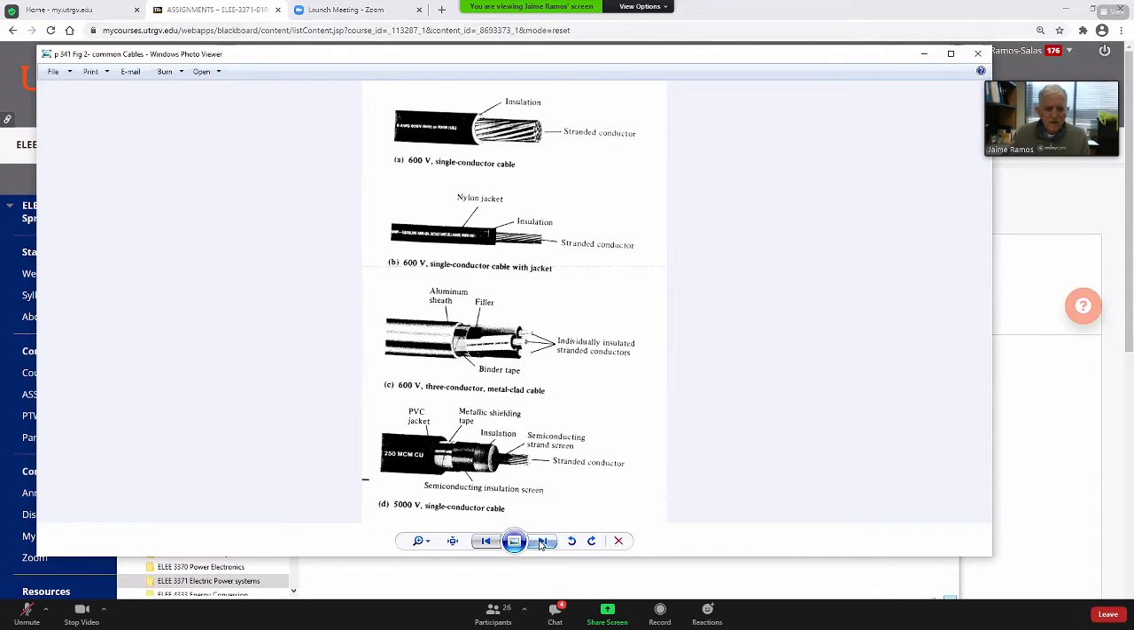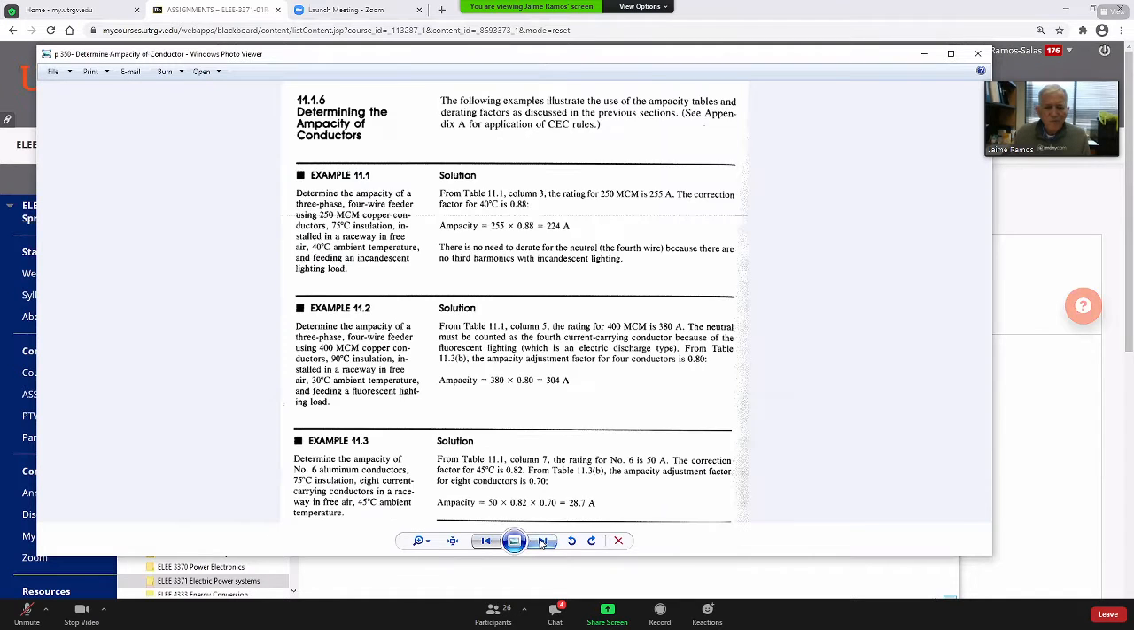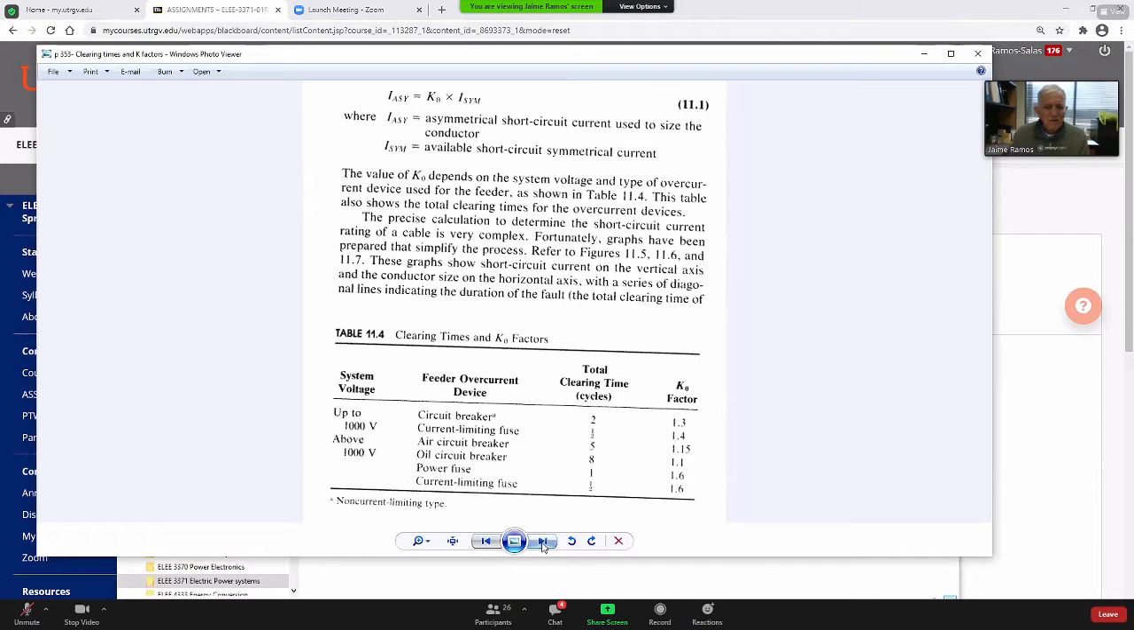Now these are photos of cables. Examples, so ampacity. So here remember gauge and temperature. There are two temperatures: one is ambient temperature and the other is conductor temperature.